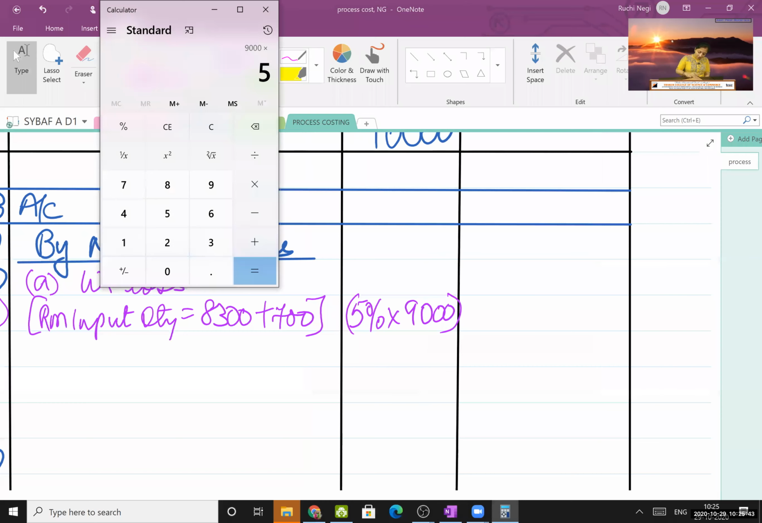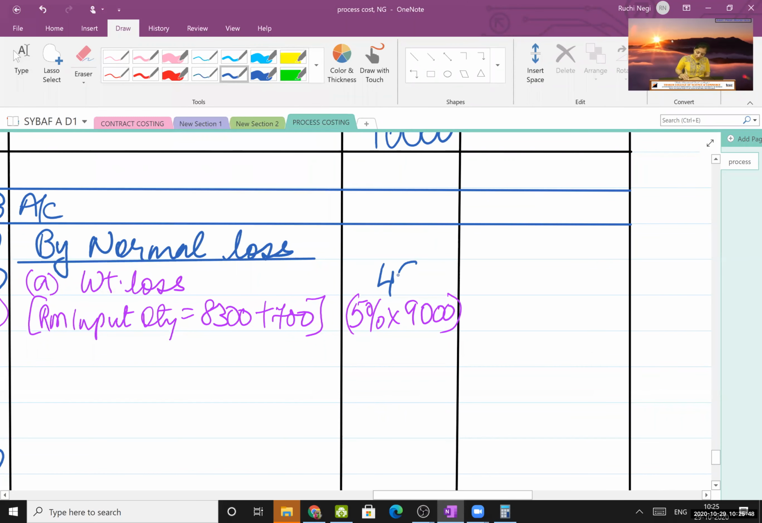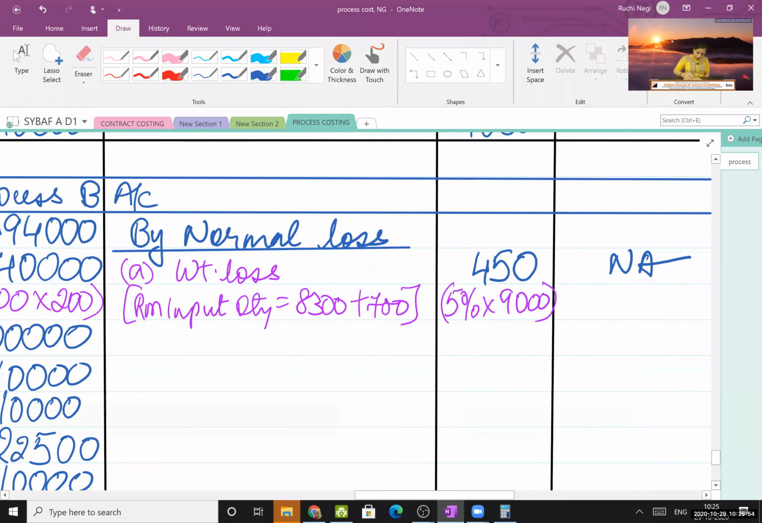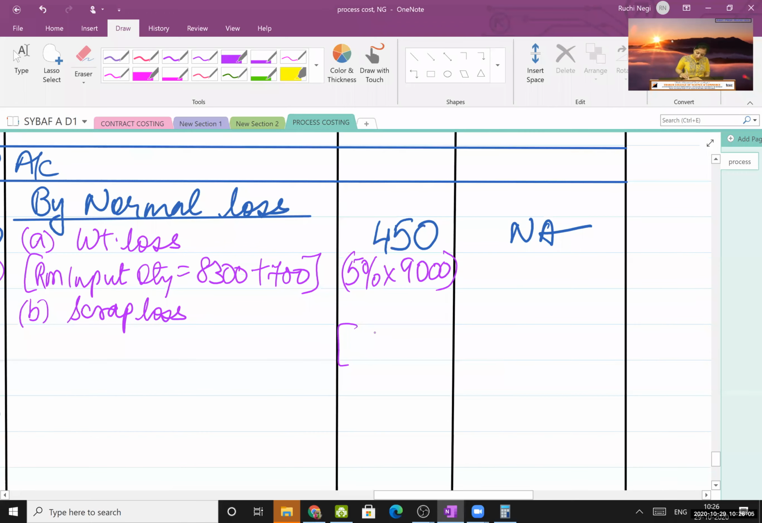So 9,000 का 5%. कितना होता है 450. This is not saleable. So nil, put a dash or write any. It's up to you. Here's scrap loss 10%. 10% of obviously 9,000. 900.